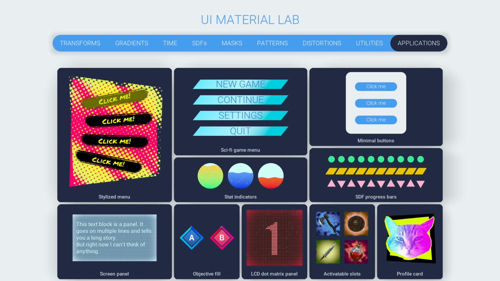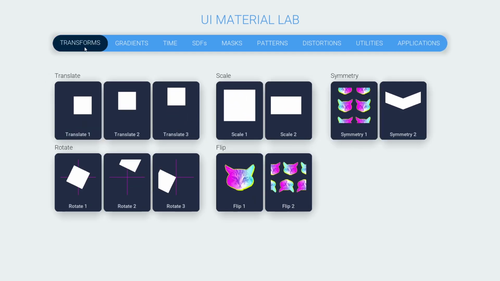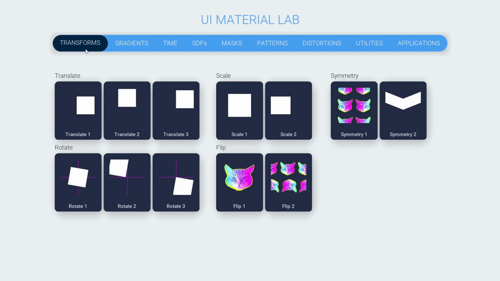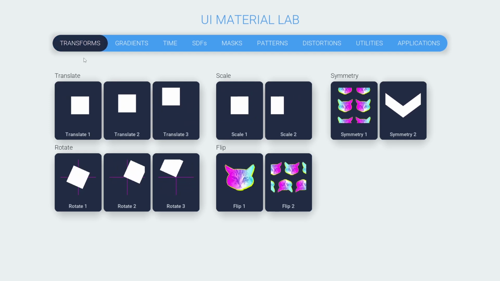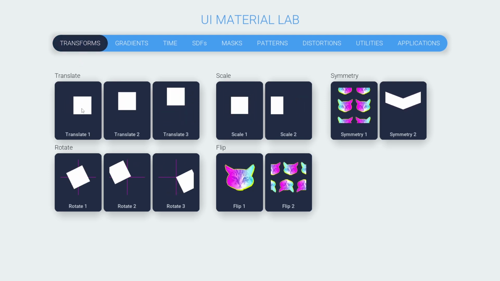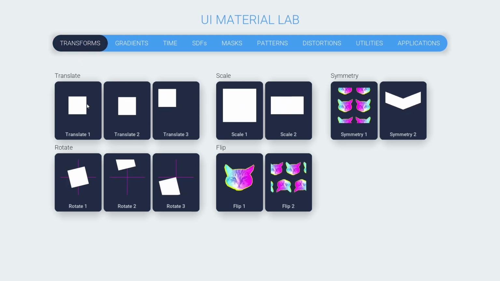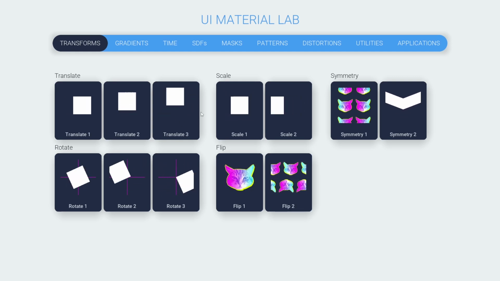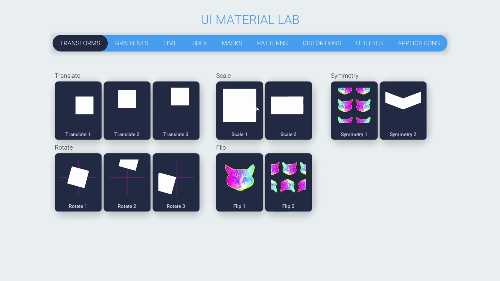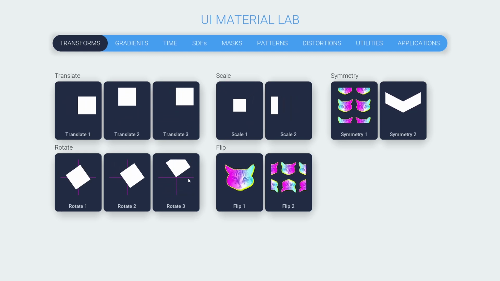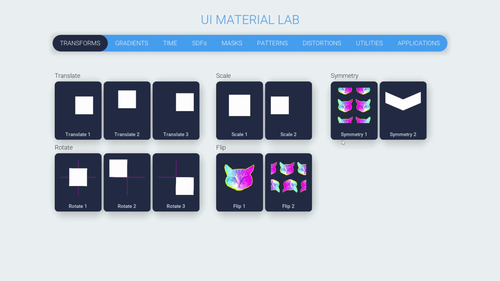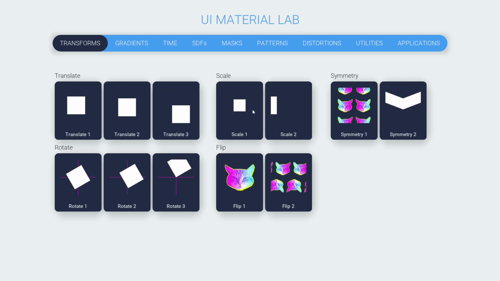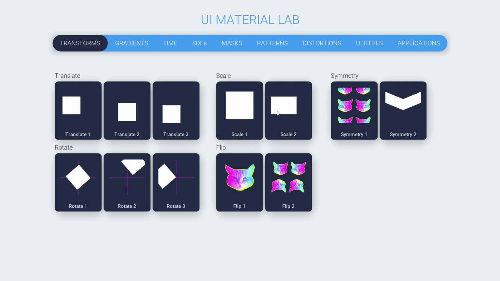Now, to break it down, we can start over with the transformations, and essentially they have all the building blocks that you need to learn how to make good animated user interface. So you have things like transformations: translate horizontally, vertically, and a combination of both. We have things like scaling an image back and forth, rotating an image, flipping the image, and symmetry. So just the very basics of moving the image. And these are all materials, so we'll open these in a second.